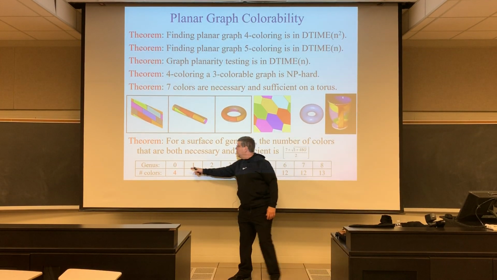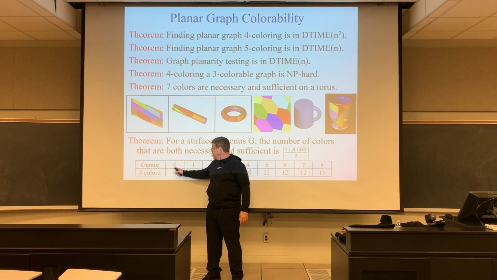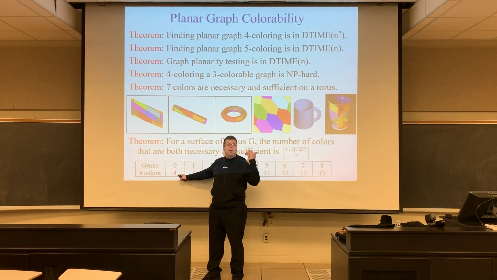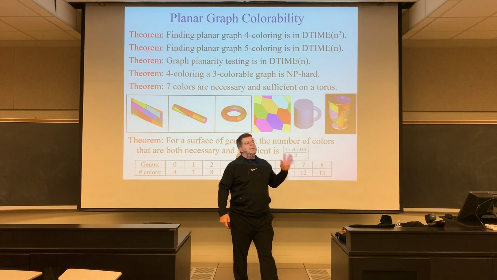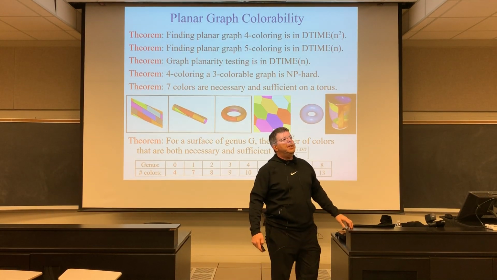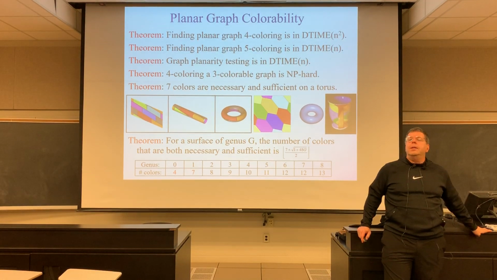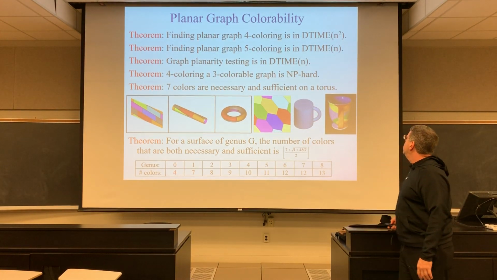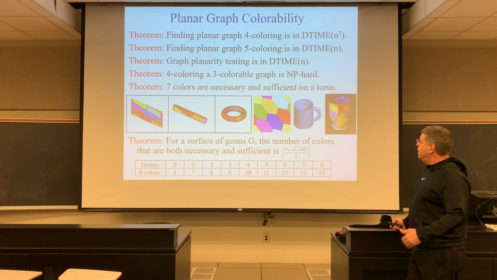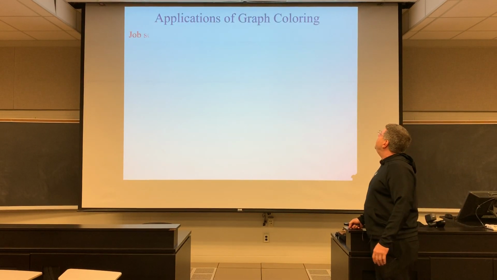Of course, if the genus is 0, you have a plane, so 4 colors are necessary and sufficient. We already talked about that. So in general, you have this more generalized result: the number of colors grows as the square of the number of holes in the surface, interestingly. That we know, that's proven, that's a theorem.